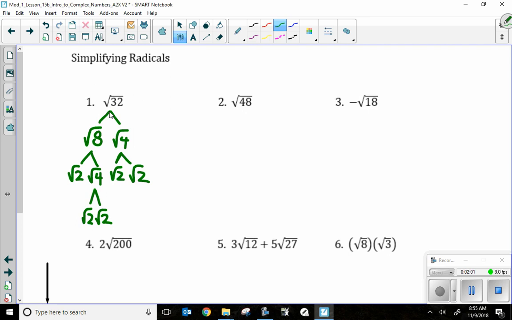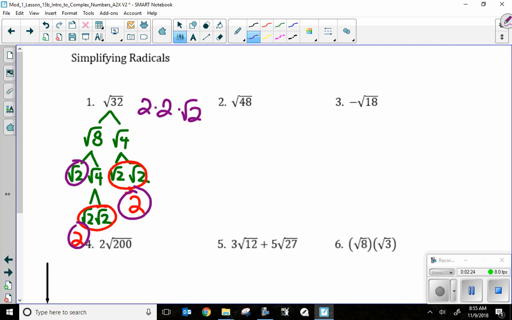To me, this is a lot of work, okay? But then you're taught, well, if I pair these off, this turns into the number 2. This turns into the number 2. So I multiply all my leaves, so to speak. I take 2 times 2 times radical 2. And that would give me 4 radical 2. All right? And that's the answer. That's what radical 32 is simplified.